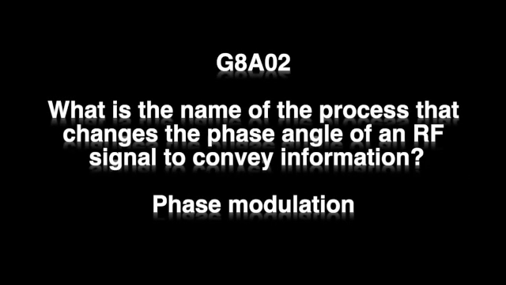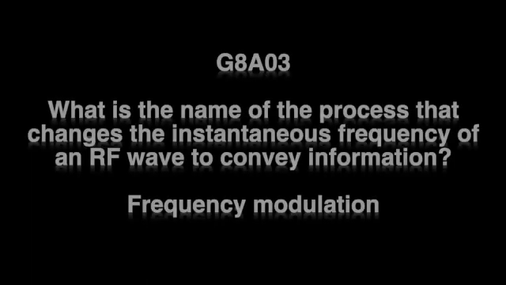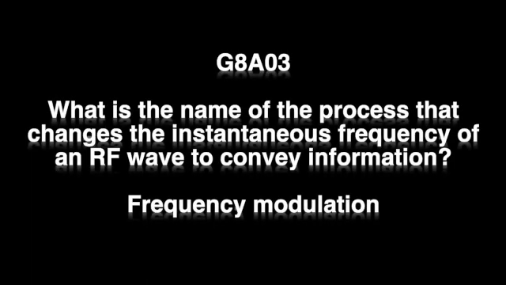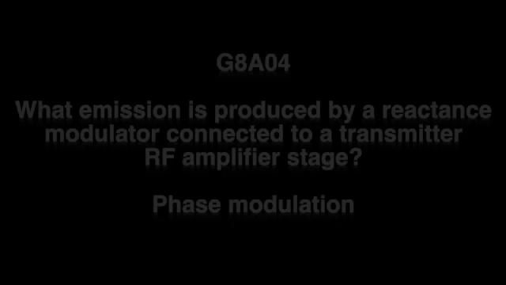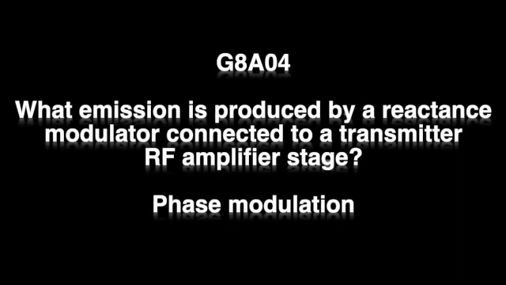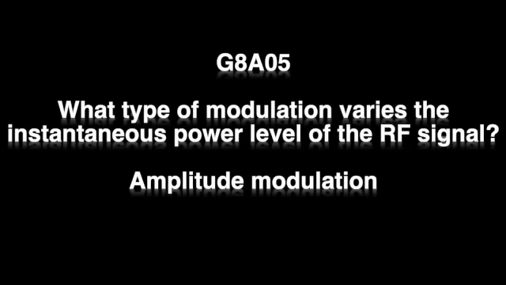G8A02. What is the name of the process that changes the phase angle of an RF signal to convey information? Phase modulation. G8A03. What is the name of the process that changes the instantaneous frequency of an RF wave to convey information? Frequency modulation. G8A04. What emission is produced by a reactance modulator connected to a transmitter RF amplifier stage? Phase modulation. G8A05. What type of modulation varies the instantaneous power level of the RF signal? Amplitude modulation.